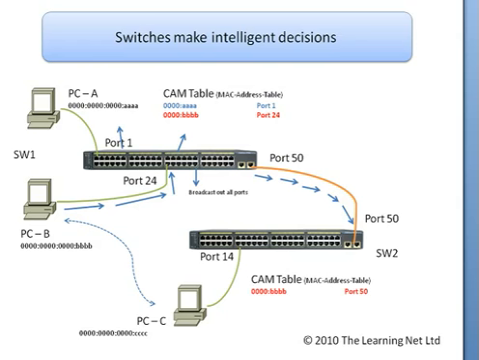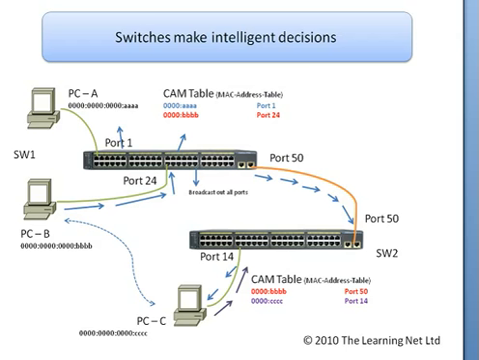He then, of course, has to send out all of his ports. And at this point, hopefully, there's a PC on the switch that has this IP address, and it's going to respond. And in this instance, it's PCC. And he's attached to port 14. And now switch 2 is going to learn that PCC's MAC address is on port 14.